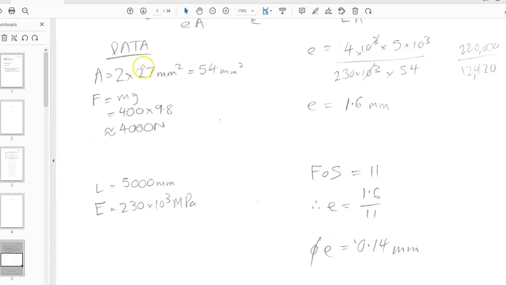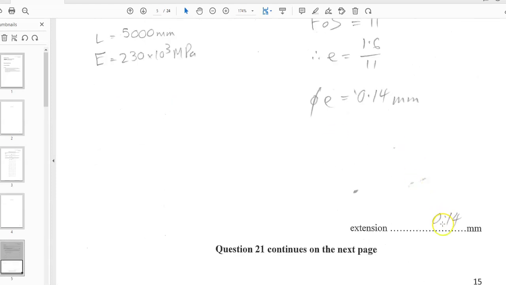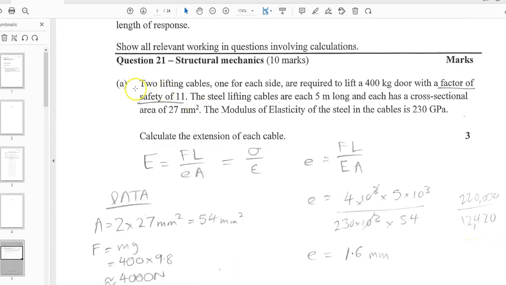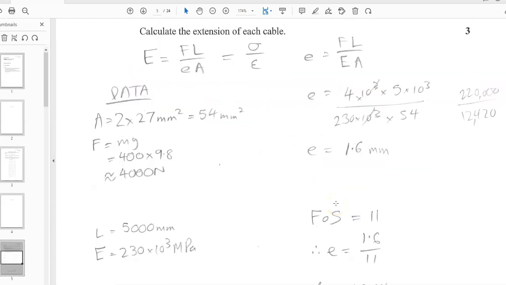Now, so I've written my data. So here's a couple of things. I found a lot of people got this wrong, and they only got 2 marks. I'll just tell you the correct answer is 0.14 millimeters. A lot of people got that wrong. There were 2 tricks in this question. One is that the factor of safety is 11. So that means that the extension is going to be 1/11th of what it otherwise would be, about 9% of what it would be without that factor of safety.